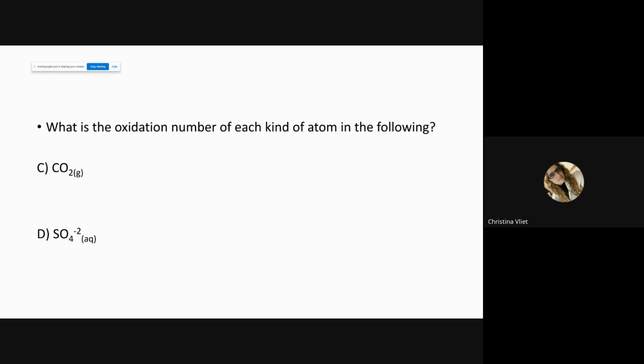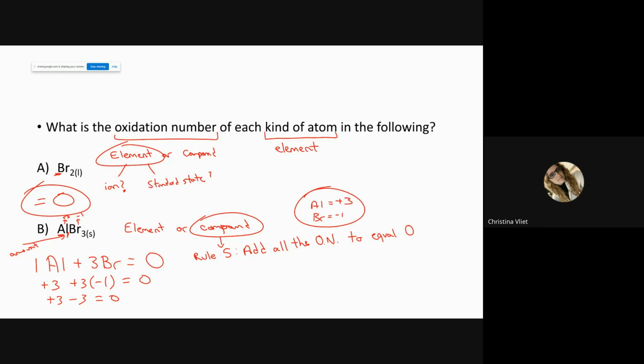CO2. Element or compound? Not polyatomic. Where's the polyatomic ion there? There's not even an ion there. That's carbon dioxide. Compound. Just a covalent compound, right?